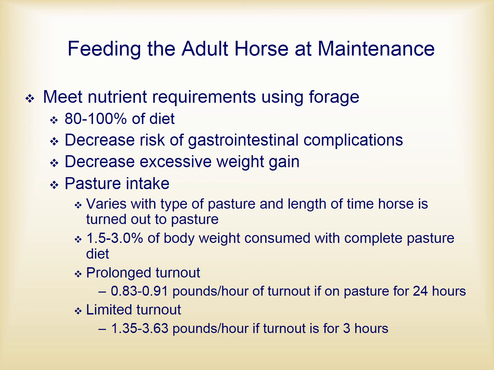You would expect that a horse that's turned out to pasture all the time would consume somewhere between 1.5 to 3% of their body weight on a dry matter basis in pasture grass. Horses that are turned out for 24 hours have a much slower rate of grass consumption, somewhere between 0.83 to 0.91 pounds per hour, compared to horses that are turned out for a limited period of time. This particular study looked at 3 hours, with an amount of 1.35 to 3.63 pounds consumed per hour for the limited turnout time.